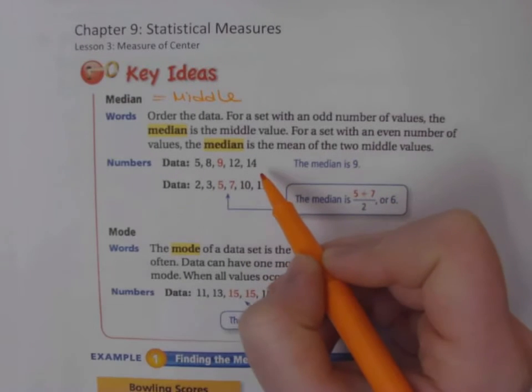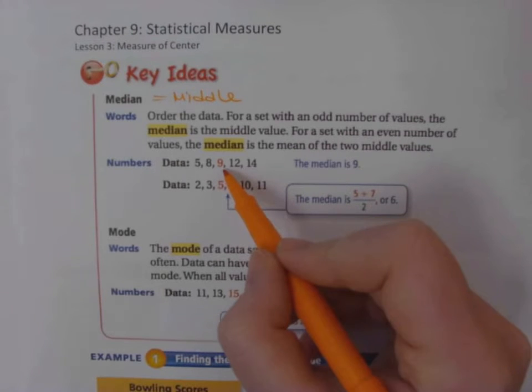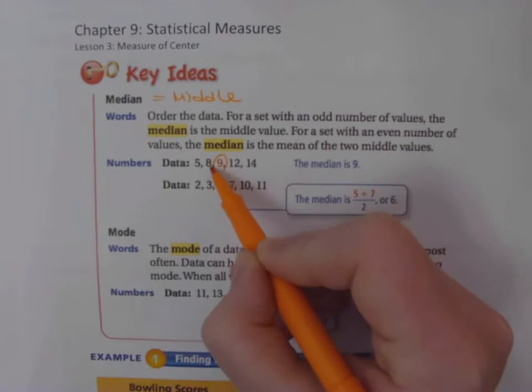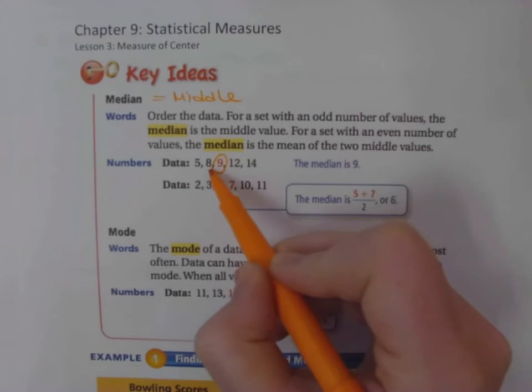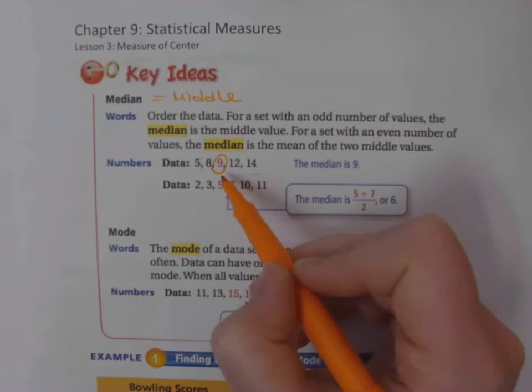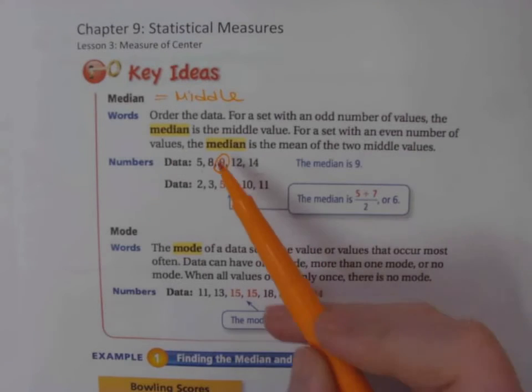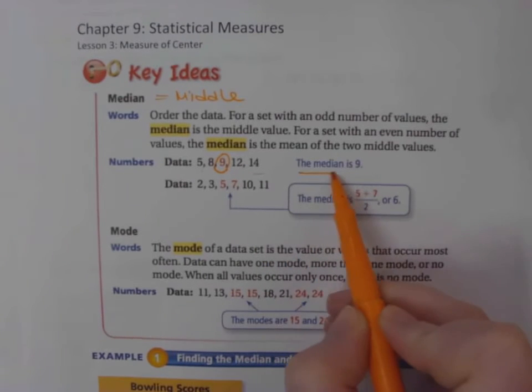So when you have an odd amount of data values, you can automatically go to the middle, find the exact middle, and that is your median, right? Because on the left side, there's 2 data values, and on the right side, there's 2 data values. So 9 is our exact middle. And remember, median equals middle, so our median for this example is 9.